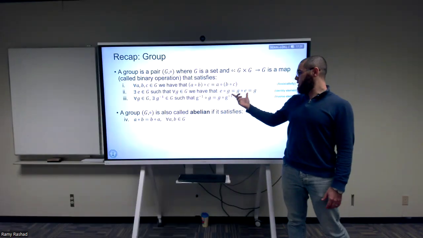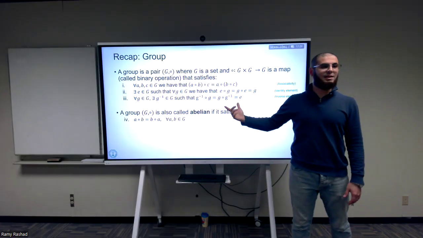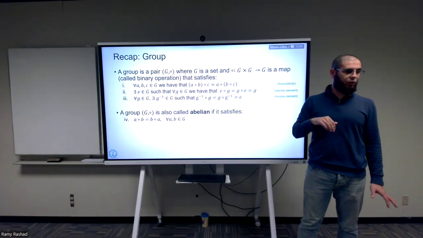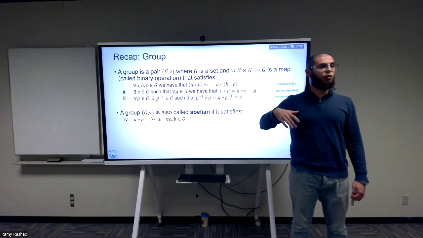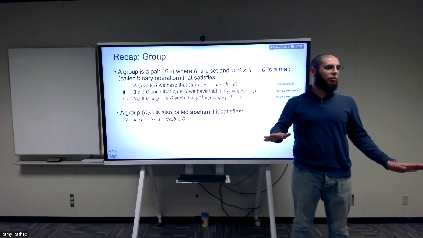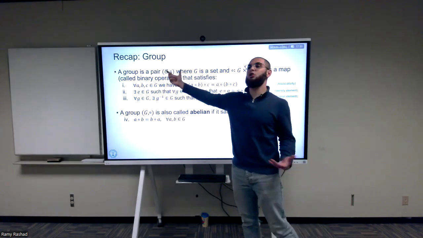The second one is usually known as there exists an identity element. And the third one is simply there exists an inverse element for every element that's in the group. And this is very important. Sometimes you can satisfy one and not the other. If you don't satisfy any one of these three, you can easily conclude that the pair that we're talking about is not a group.